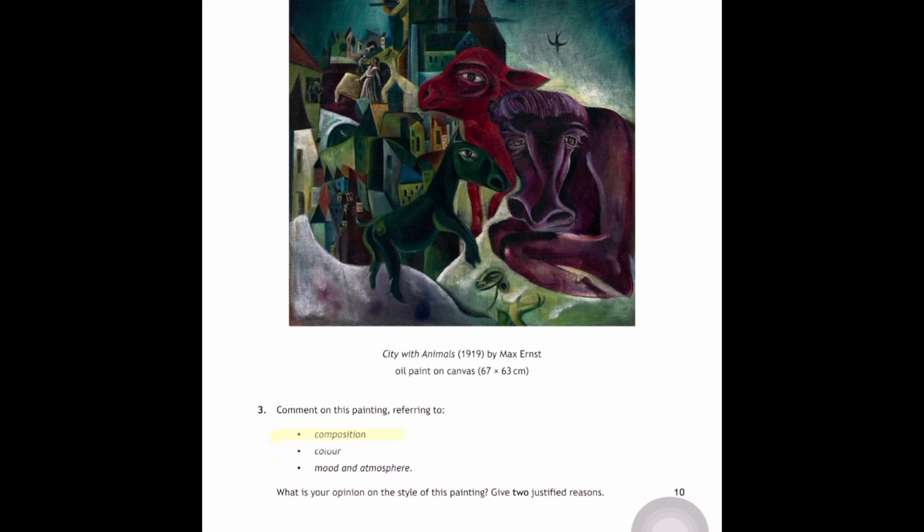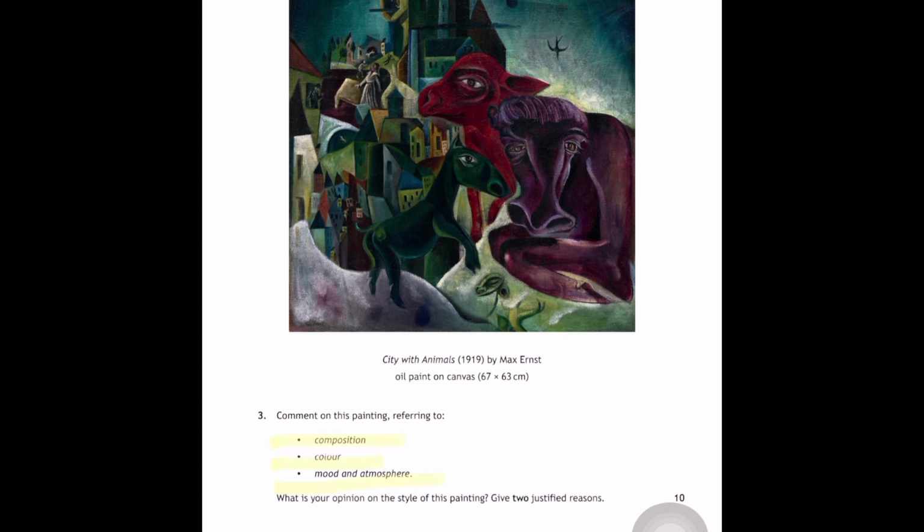The question always asks you to write about 3 prompts. The 3 prompts have been bullet pointed in the question. Here I am highlighting these. The last part of the question asks you to give your own opinion based on one more prompt. In this question, it is style.